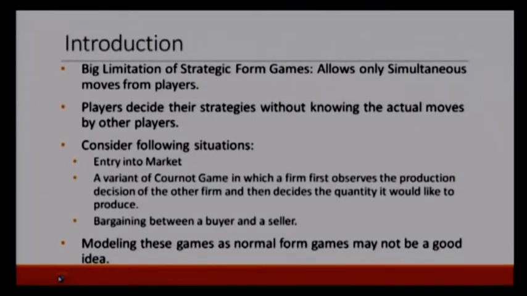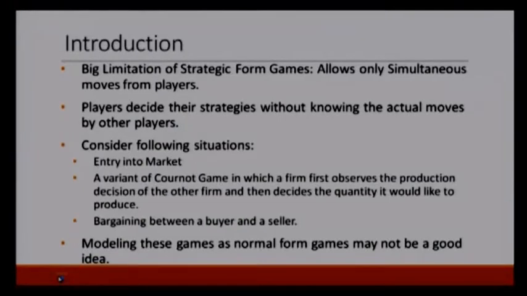So, even if they are moving at different times, it is like simultaneous because they are not aware of others' actions. That is the key word, that players are not aware of others' actual actions. They are aware of the different actions that different players can take, but they are not aware of the actual action taken by the players. But in many instances, when a decision maker has to move, he knows the action taken by other players. Let us take an example.